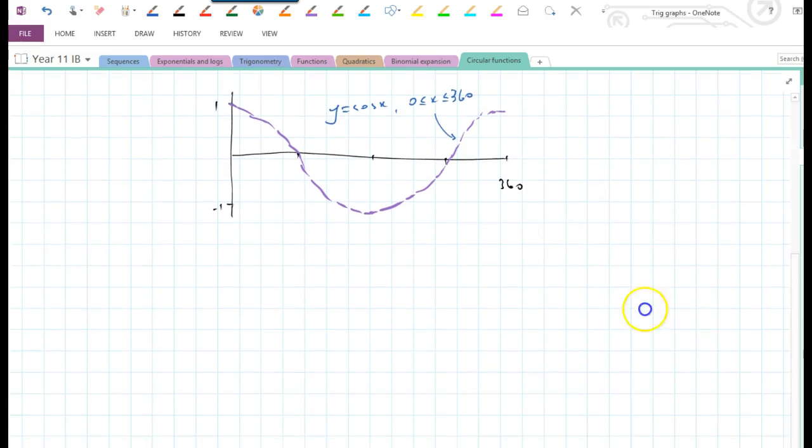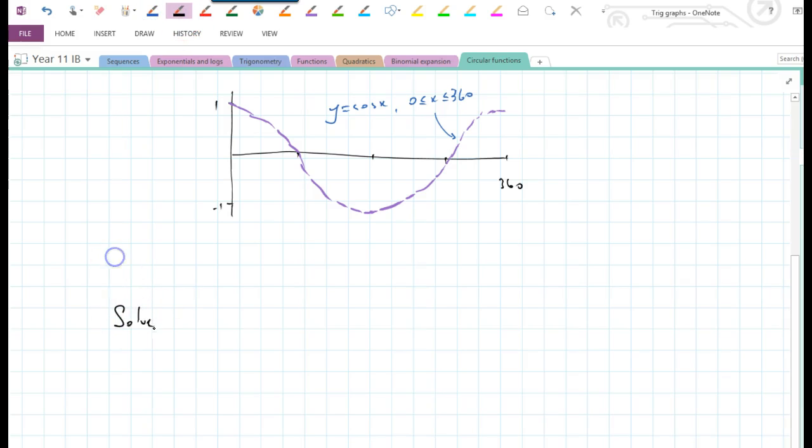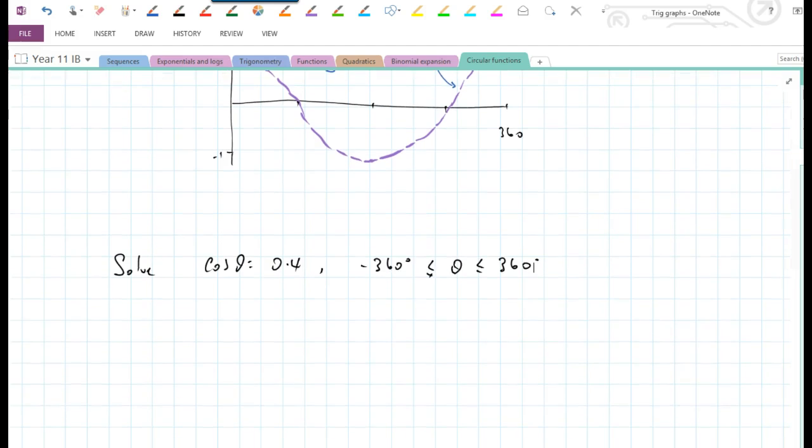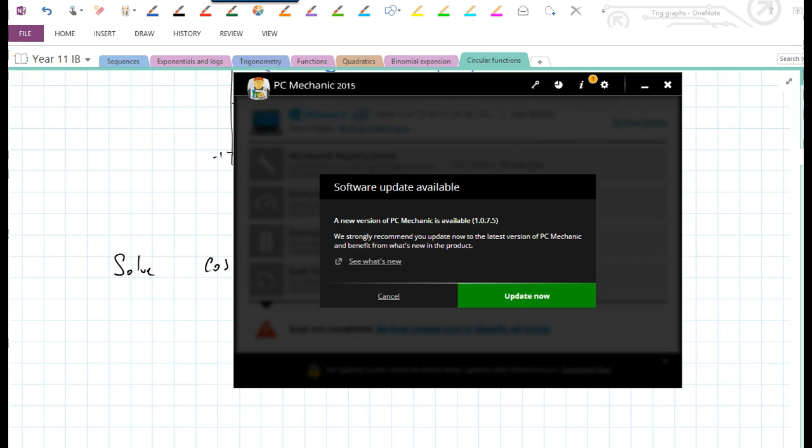The only thing I need to go through with you now is how to use the graphics calculator in order to solve trig equations. So we're going to look at the example on page 465, and we're going to solve cos theta equals 0.4 for theta between minus 360 degrees and 360 degrees. Okay, so into our calculators.